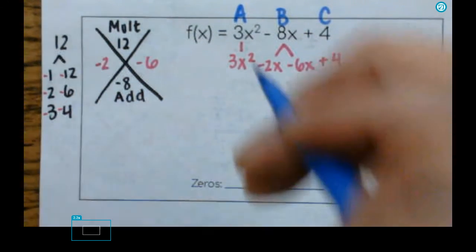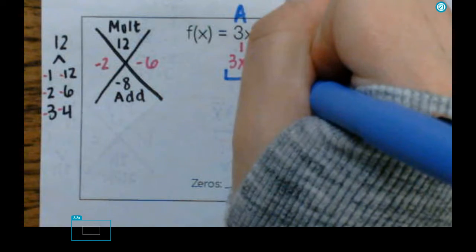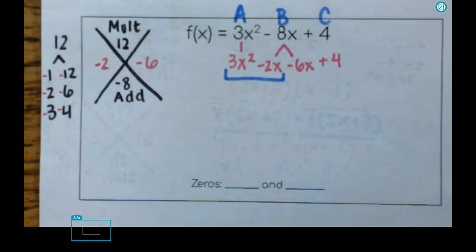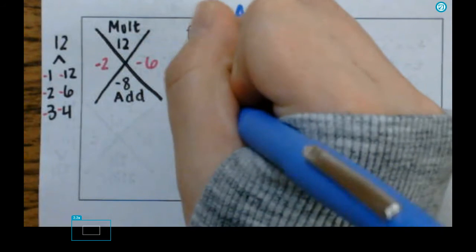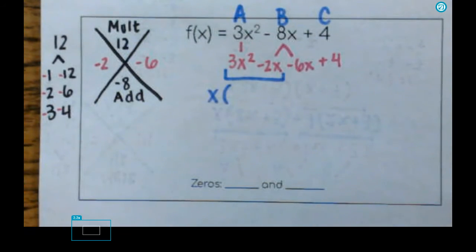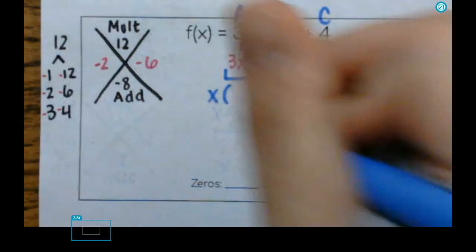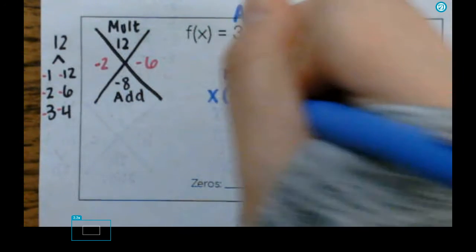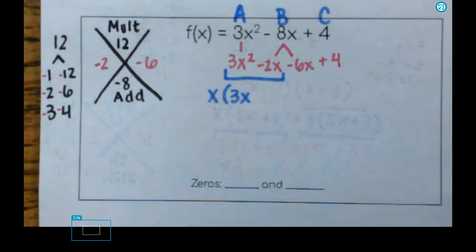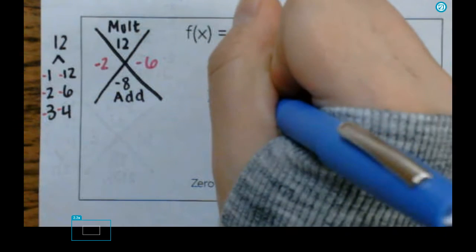Okay, it is time to factor then. So we've got 3x squared and minus 2x. 3 and negative 2 can't divide anything by them, but we can divide out an x. Divide out an x out of these first two. 3x squared divided by x is 3x. Negative 2x divided by x is negative 2.